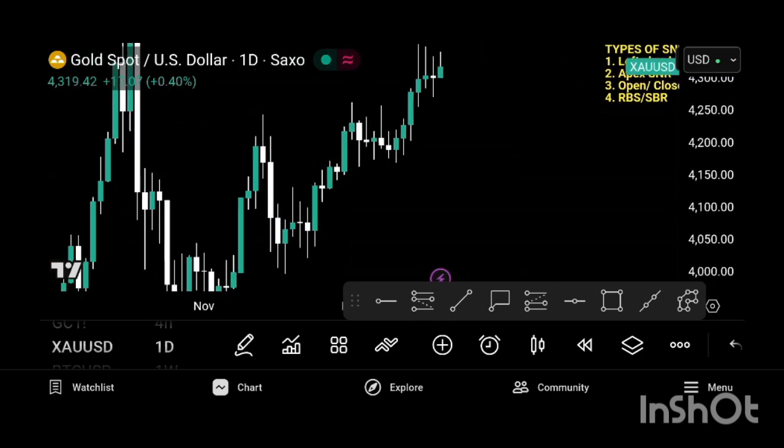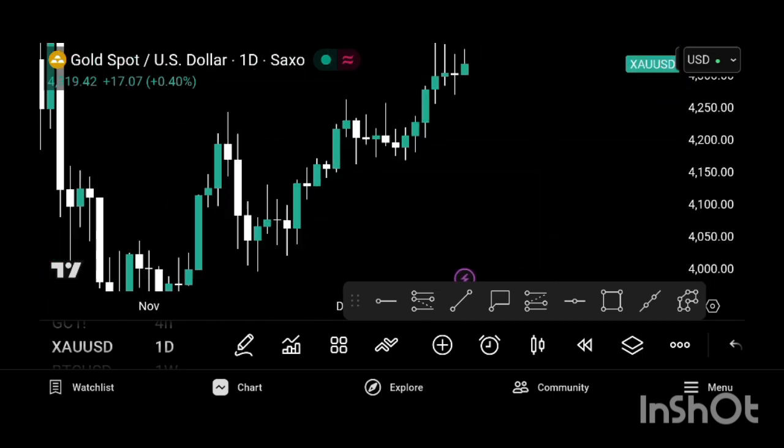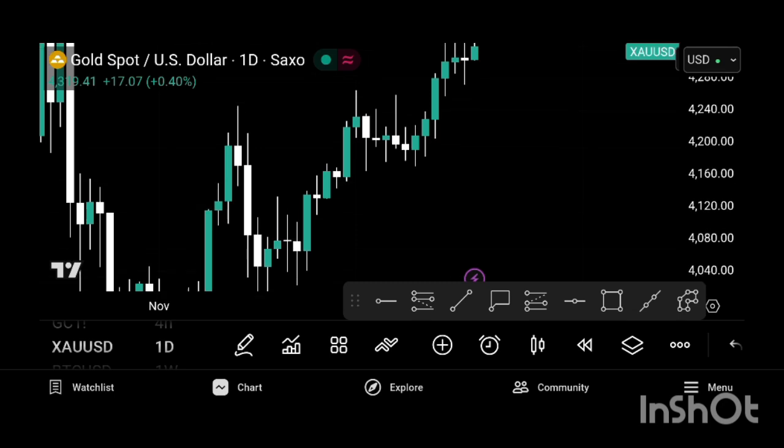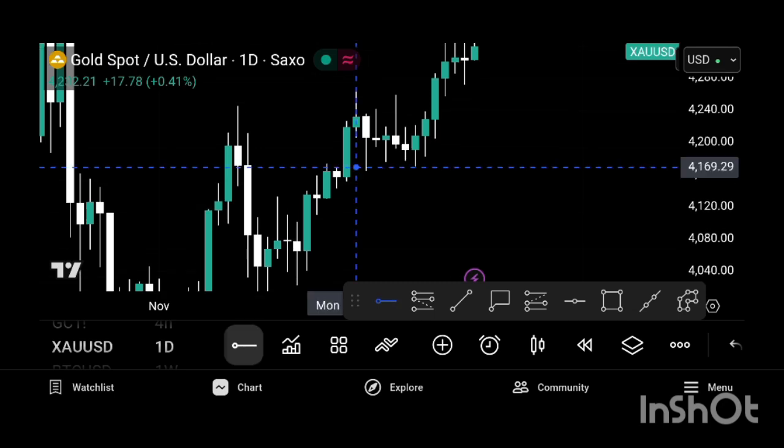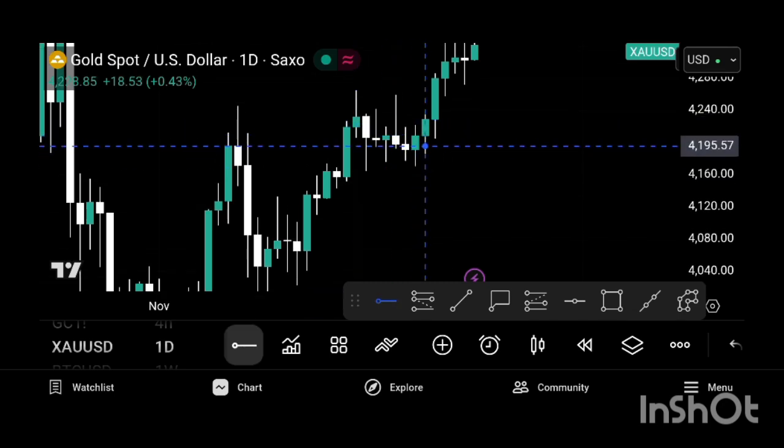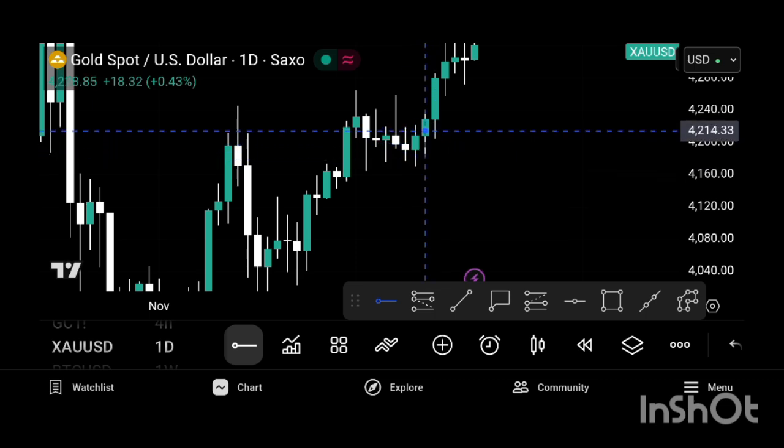Let me show you examples on the daily. Since I'm using daily charts, we can still find it. So now when you see this where my cursor is, you can see that we have three bullish candles. We have one, we have two, and then we have three.